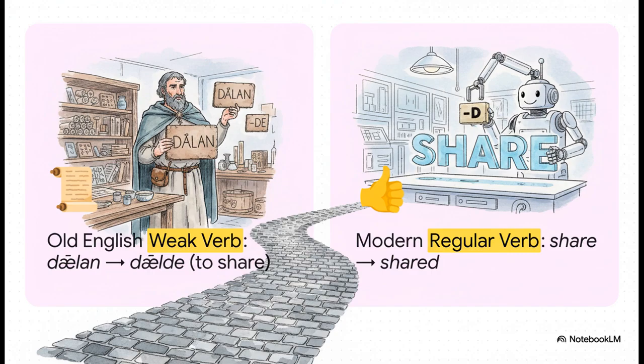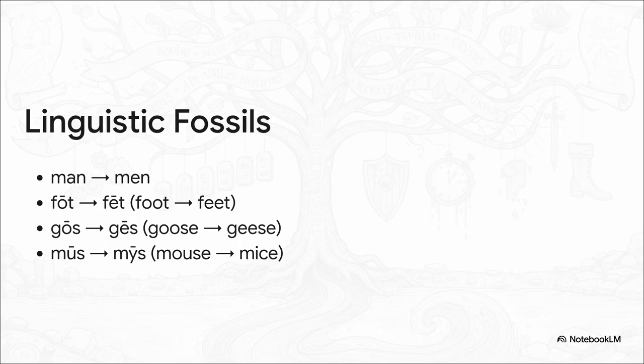Over hundreds of years, the weak verbs basically won the popularity contest, becoming the default pattern for almost every new verb that comes into the language. And this whole vowel swapping trick wasn't just for verbs either. We see the exact same fossils in some of our oldest nouns. Why is the plural of man not mans, but men? Why is foot feet? It's the same ancient system at play, a leftover from a time when English changed its words from the inside out.